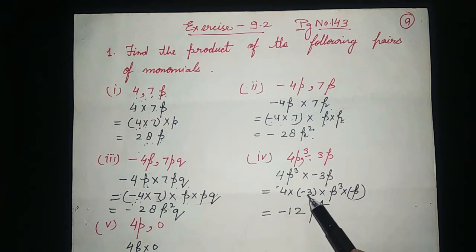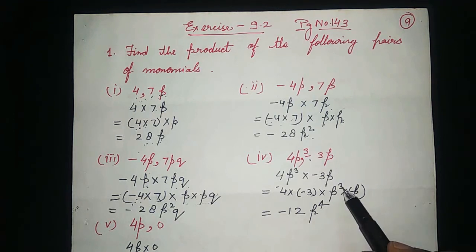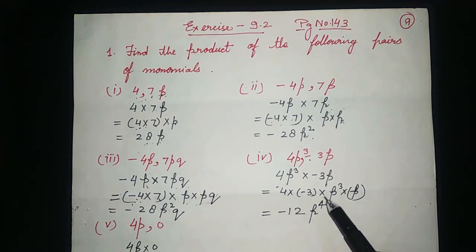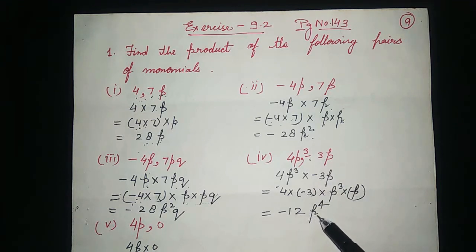Okay. Now 4 into minus 3, when we multiply, we get minus 12. Okay. 4 3s are 12, and this plus and this minus, if we multiply, we get minus. Now we will multiply this p cube and this p. After multiplying p cube and p, same base we will write and powers we will add. 3 plus 1, what will come? 4. So the result of the product is minus 12 p to the power 4.